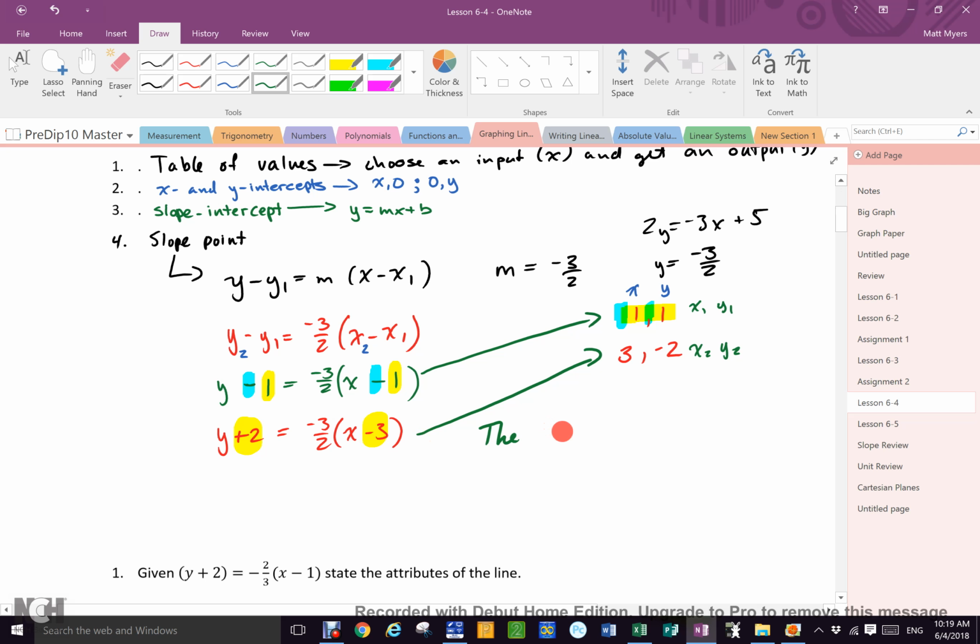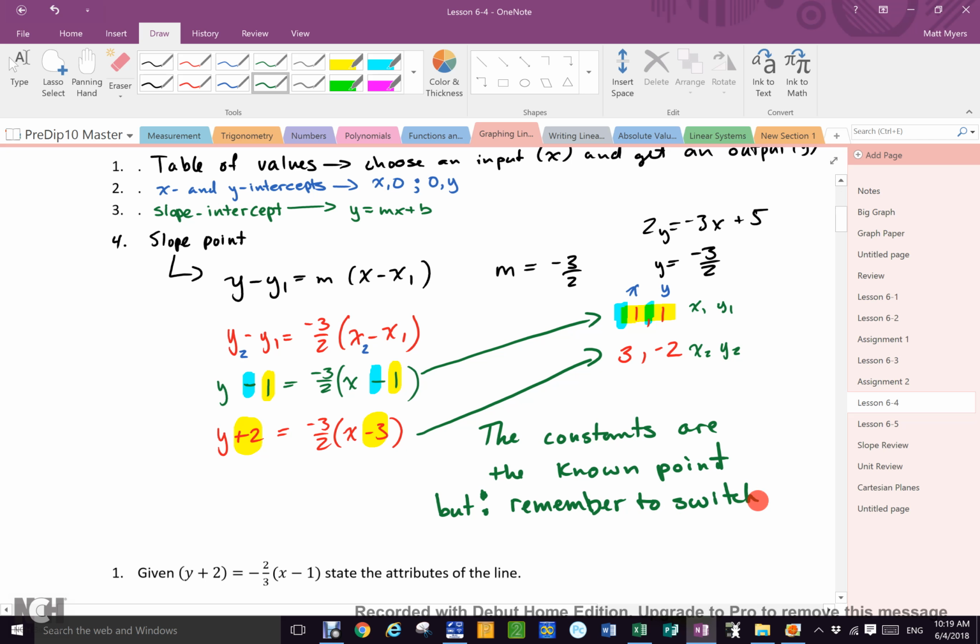The constants are the known point. But remember to switch the signs. And I just want to show you why.